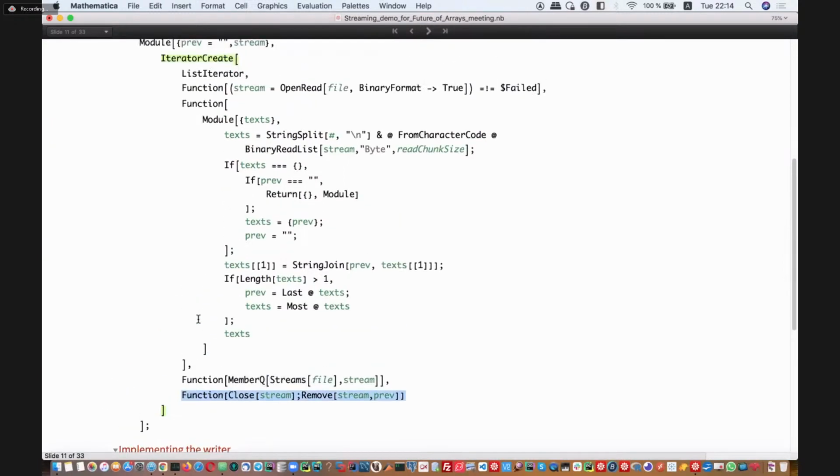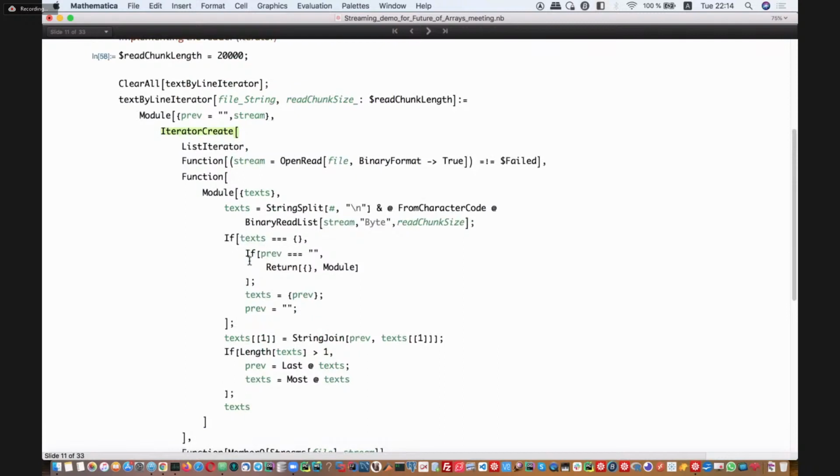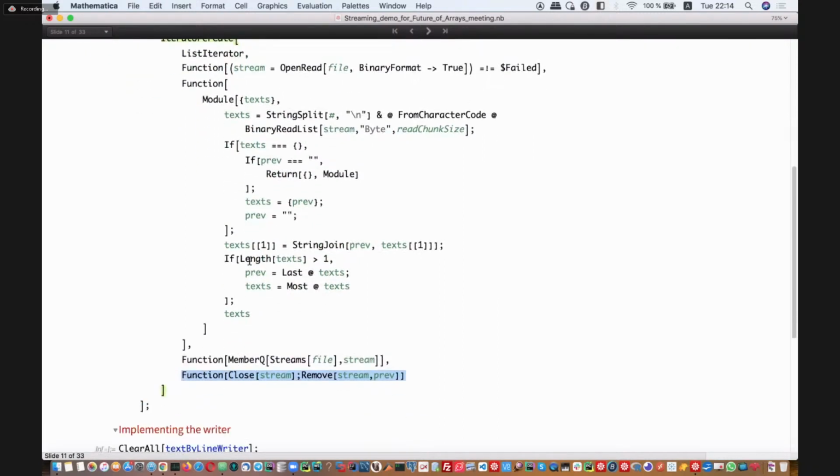Surely, design-wise, those should be in an association. Yeah, absolutely. This was done probably before associations became a thing, or shortly after. A while ago.